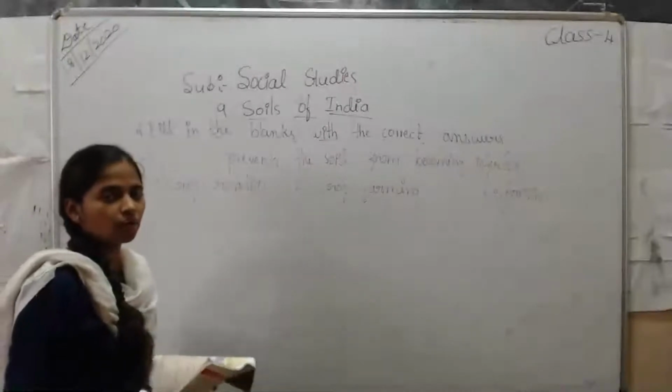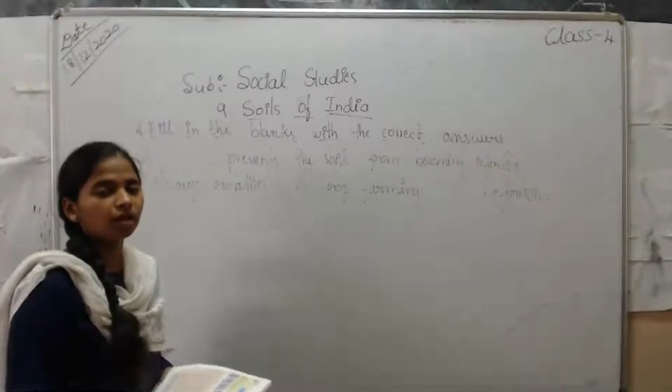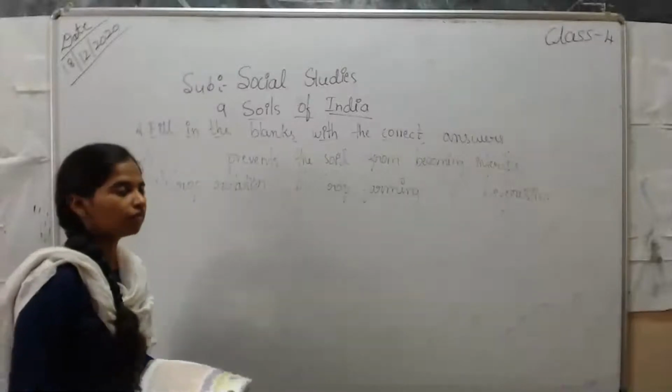If there is crop rotation in a particular kind of soil, what happens? There will be fertile land present in that kind of soil.